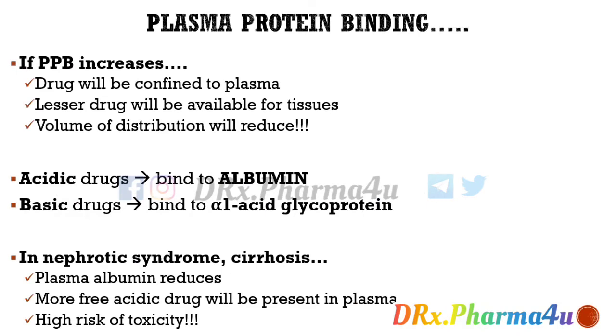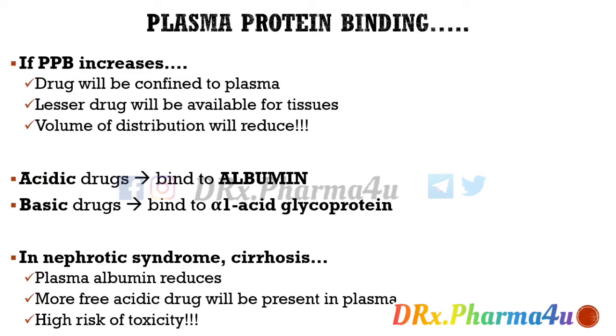Now let's talk about plasma protein binding. If plasma protein binding increases, the drug will be confined to the plasma, obviously. So lesser drug will be available for tissues. As a result, volume of distribution will reduce. So always remember, plasma protein binding is inversely proportional to volume of distribution. Why? Because if plasma protein binding increases, the drug will be confined to the plasma. Less amount of drug will be available for the tissues. So the volume of distribution will reduce.